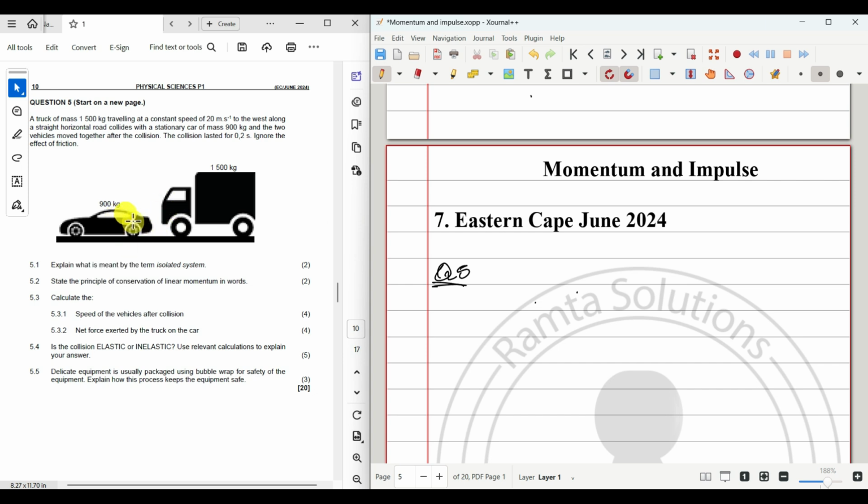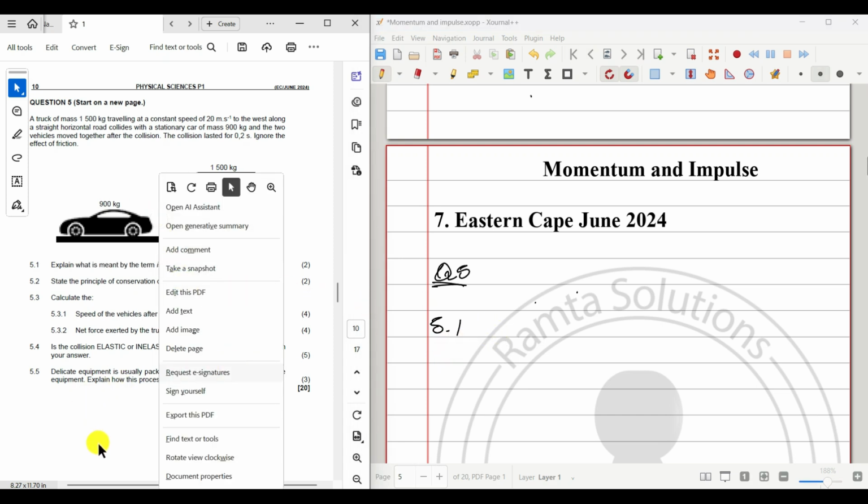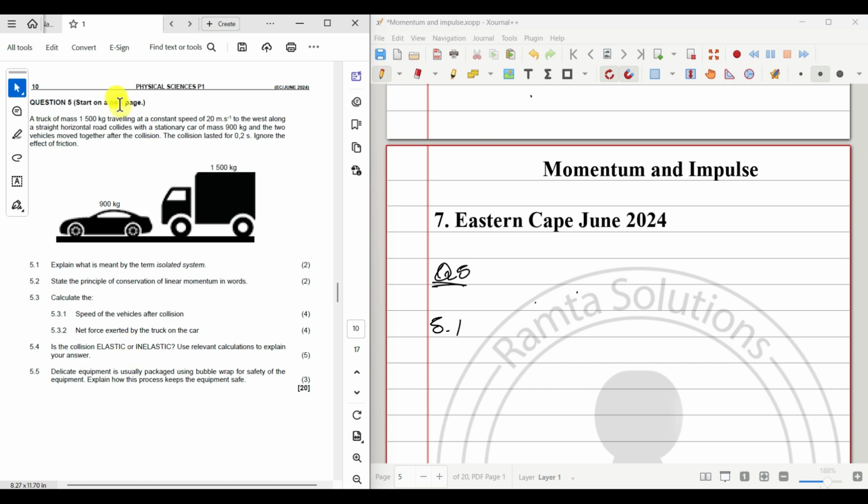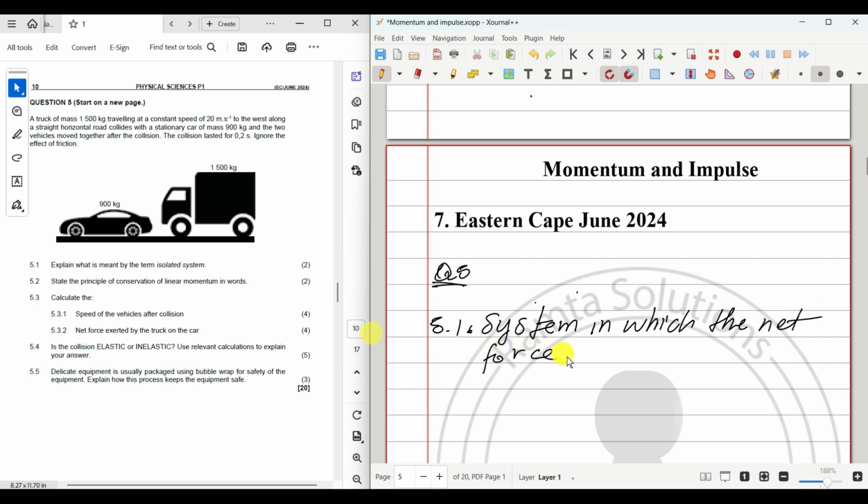Happy? All right. Now, 5.1. It says, explain what is meant by the term isolated system. So an isolated system is a system in which the net force is 0. When they said we must improve our handwriting, write neatly and legibly, they meant this, guys. So this is a system in which the net force is 0.